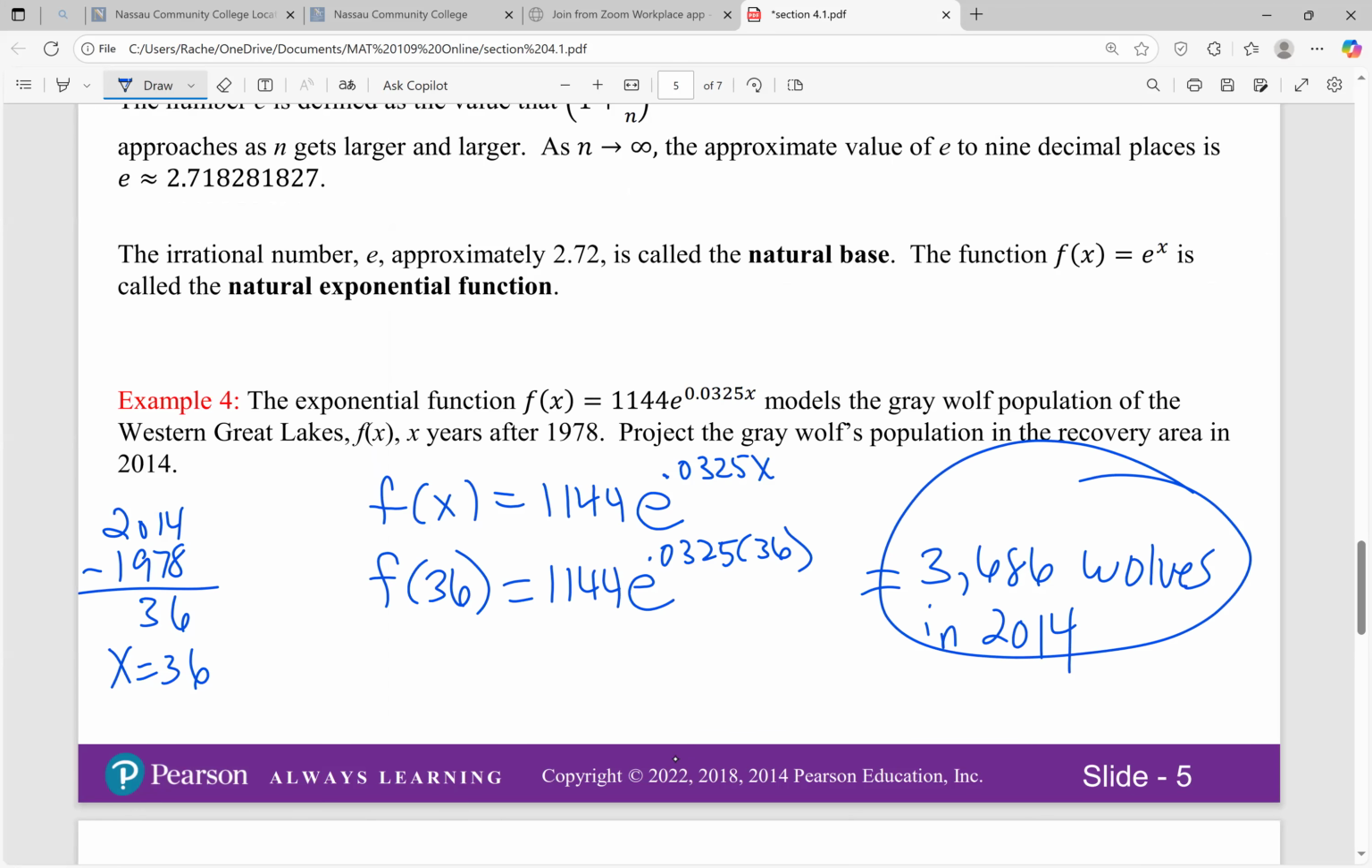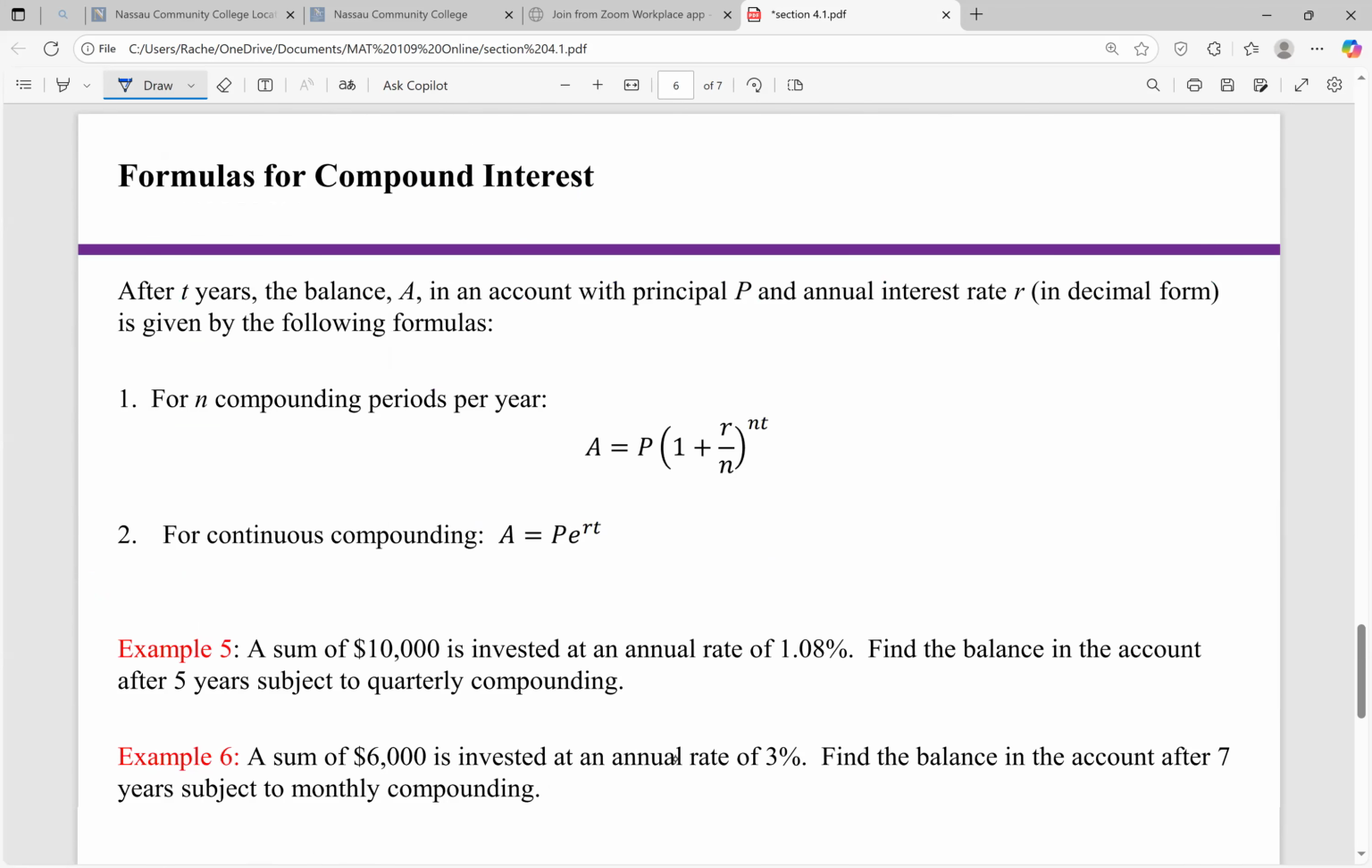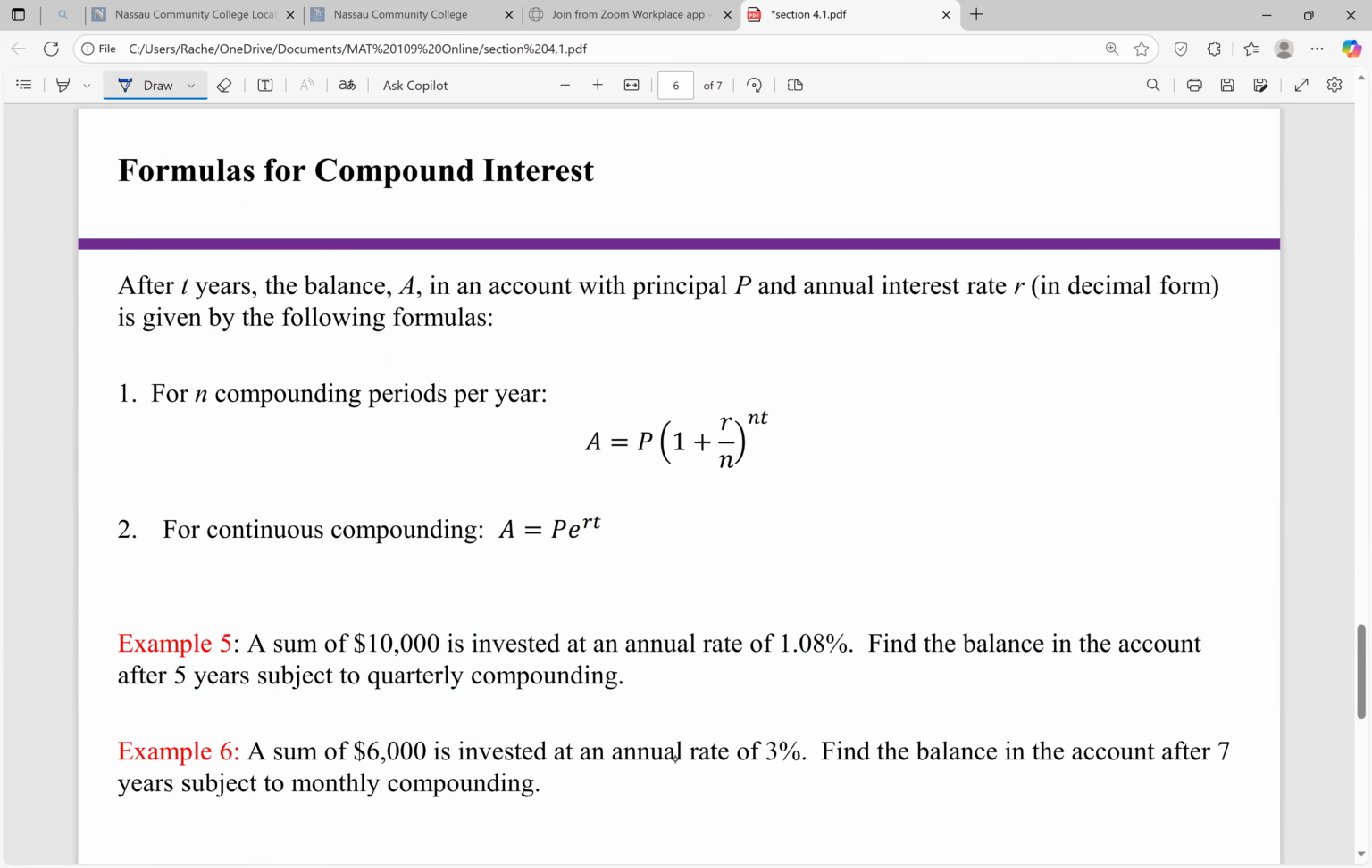We're going to see other formulas that contain the natural base e. I had mentioned earlier that when we use formulas to calculate interest, a lot of times if it's continuous compounding, we're going to use base e. So after t years, the balance A in an account with principal P, meaning the principal amount of money that we're starting with or investing, and annual interest rate r, remember when we work with rates, we have to put them in decimal form when we plug into a formula, is given by the following formula.